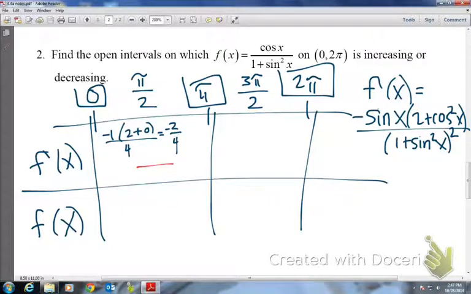Alright, negative, perfect. For the second one, 3 pi over 2. If I plug in 3 pi over 2, let's see, sine would be negative 1, so that's a negative negative 1, times 2 plus cosine is still 0, over 1 plus negative 1 squared is positive 1 still, so 1 plus 1 squared. So that would be 2 over 4, which is positive.